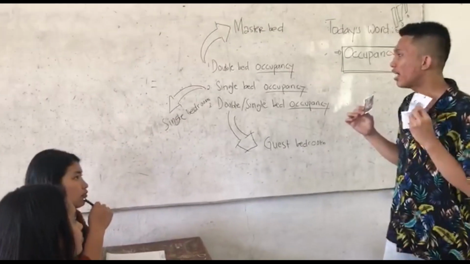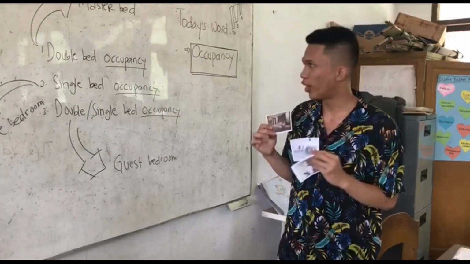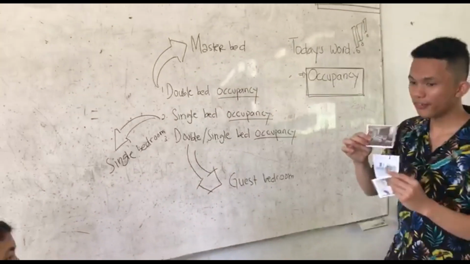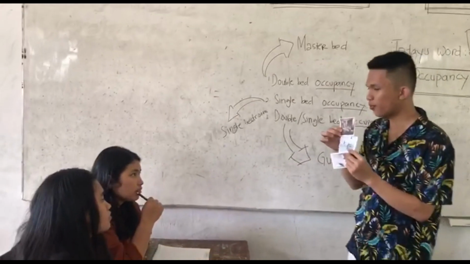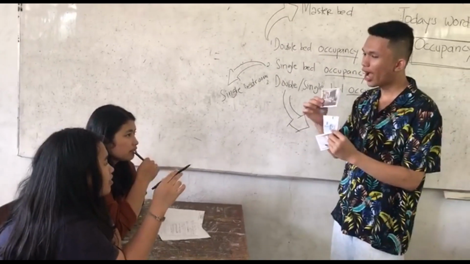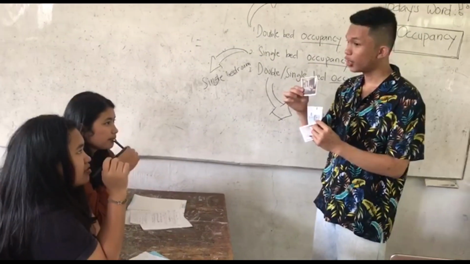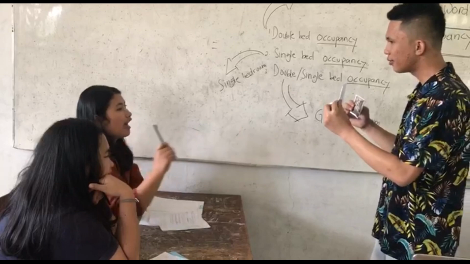Why do I tell you about this? Because I will tell you our today's word, which is occupancy. First, you have to see these pictures. Which one is your preference? Master bed. Why? Because I love the size. You love the size. What about you, Atta? Which one do you like? This. Why? I like the color.